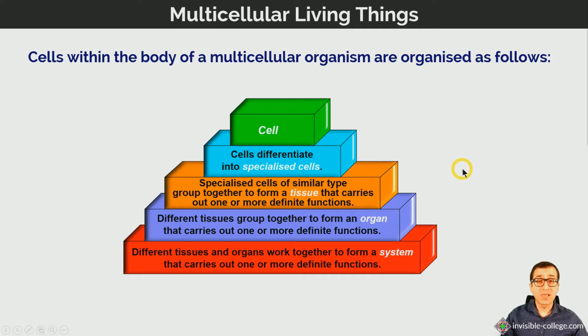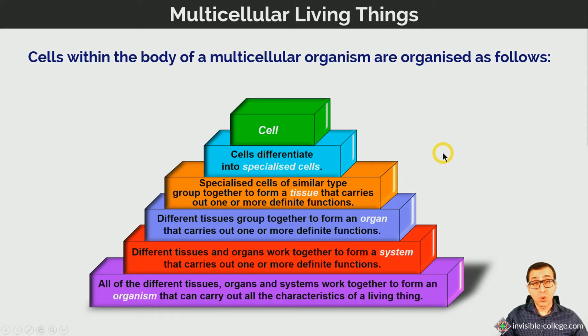And finally, all of these different tissues, organs and organ systems work together to form an organism, a multicellular living thing that carries out all 7 of the characteristic functions of life. So, tissues, organs, and organ systems are levels of organization which allow for the more efficient carrying out of those 7 characteristic functions of life.